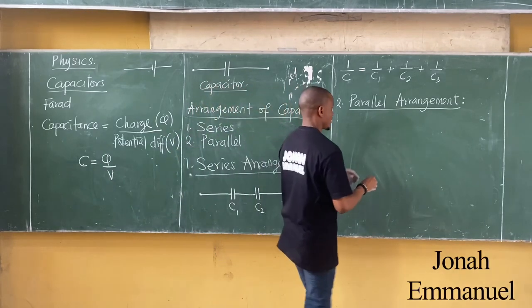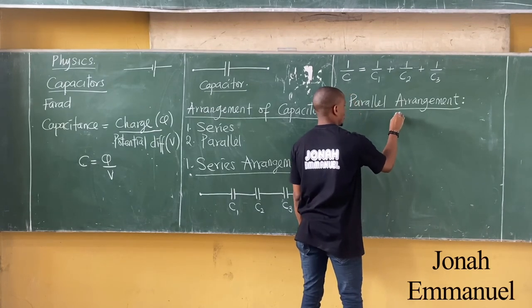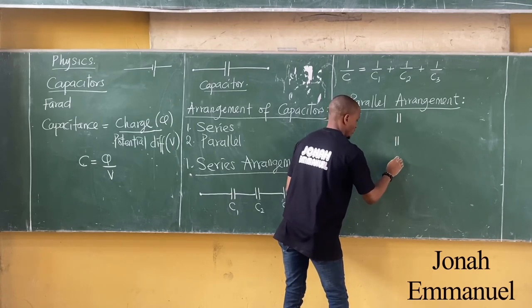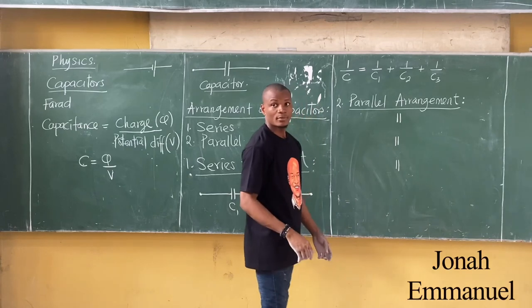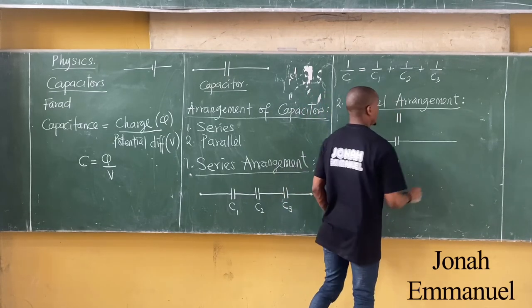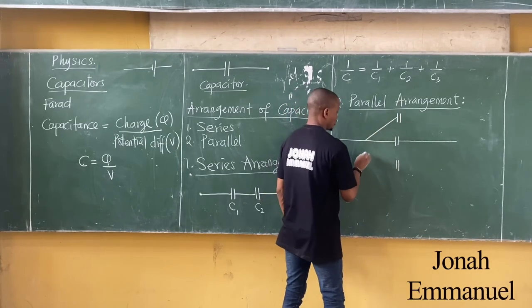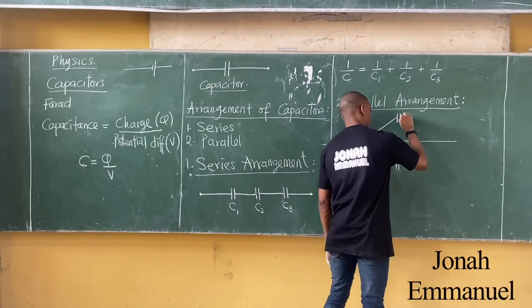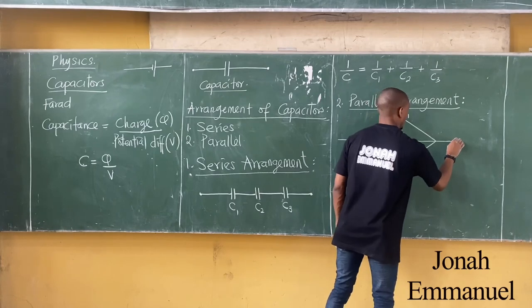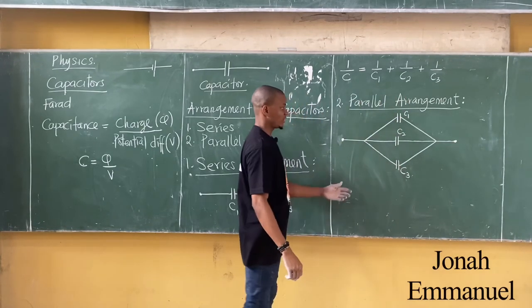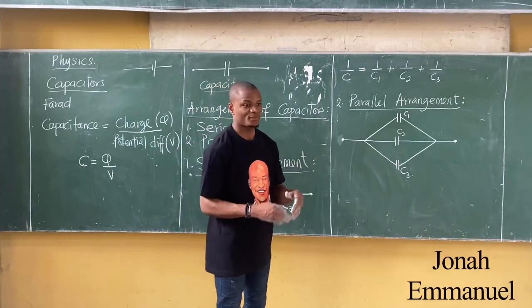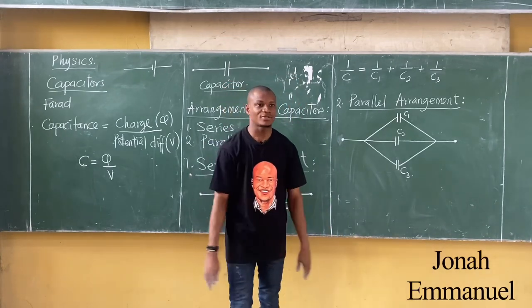For a parallel arrangement of capacitors, it's simply the side by side arrangement of capacitors as shown below. Parallel is what? Side by side. Yeah, side by side. You have C1, C2, C3 in parallel arrangement.